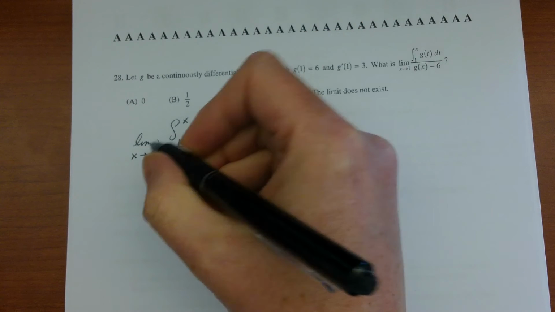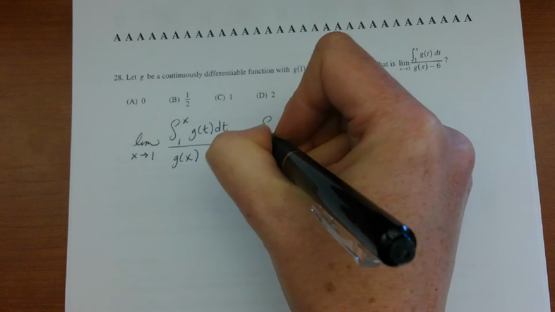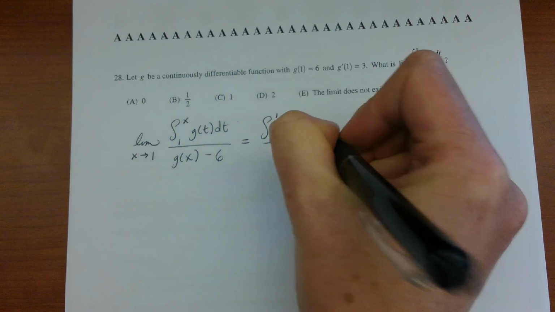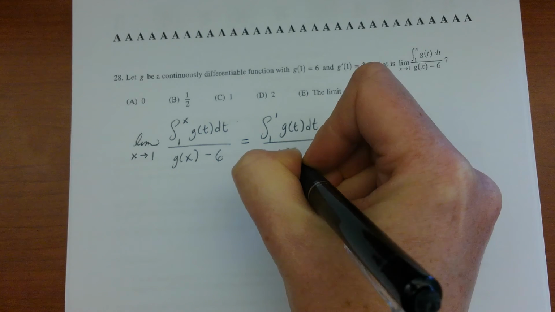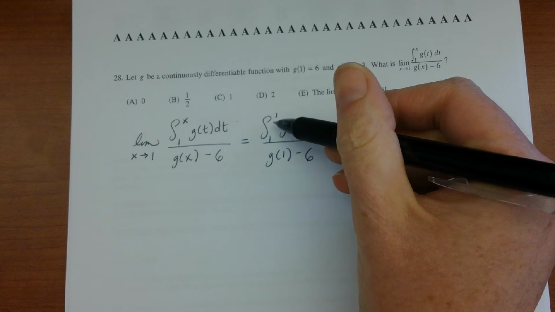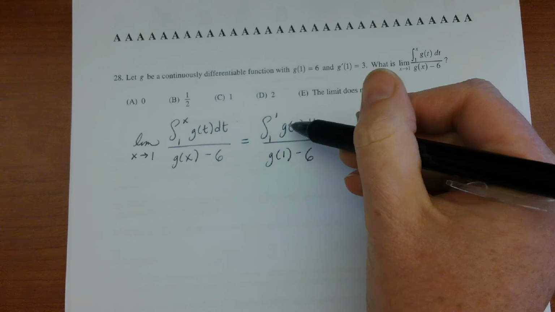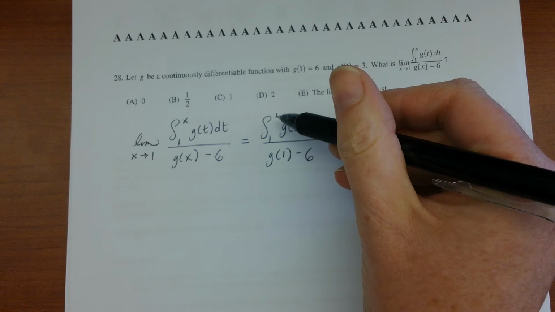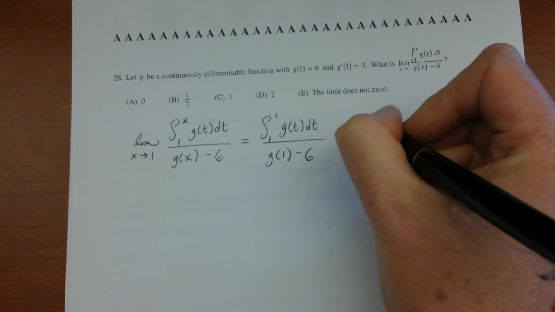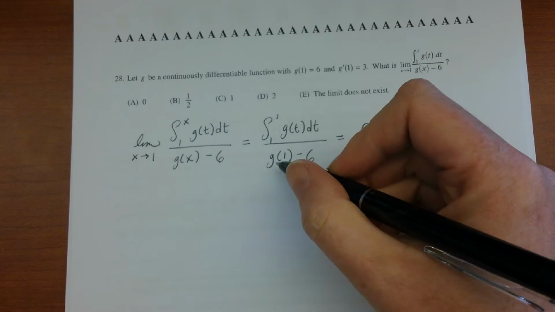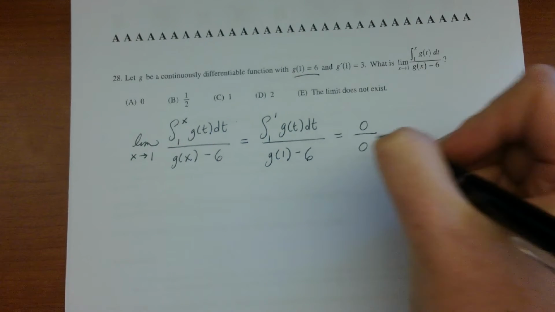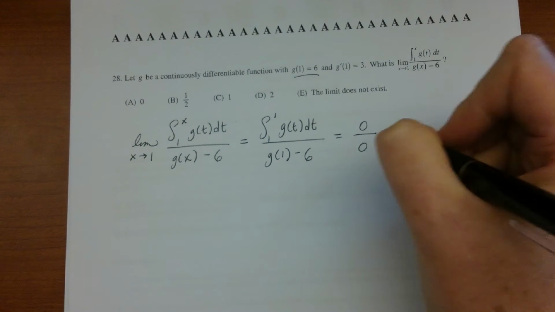If we did, then you just replace all the x's with 1s. So we'd have the integral from 1 to 1 of g of t dt divided by g of 1 minus 6. And what would these things equal? Well, think about area for a second. You have the area bounded between the graph of g and the x-axis, starting at 1 and stopping at 1. So that would be exactly 0 area. So on the top, you definitely get 0. On the bottom, since they said g of 1 was 6, you'd get 6 minus 6, which is 0, which is kind of good news, kind of bad news.